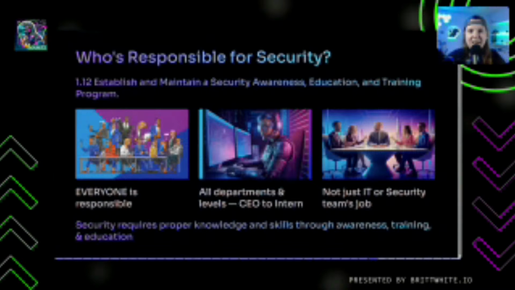However, simply saying everyone is responsible is not enough. Employees need the knowledge and skills to fulfill their security responsibilities. This is why comprehensive awareness, training, and education programs are essential. They empower everyone to understand their roles in security, gain the necessary skills, and appreciate the importance of security within their daily work and the organizational mission. Without these programs, even the best security technologies can be undermined by human error and social engineering.